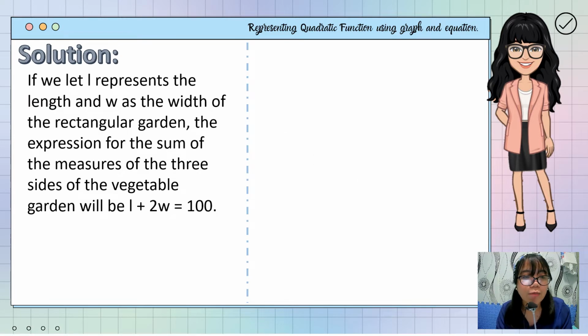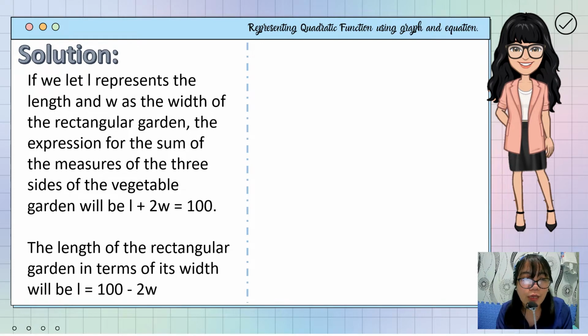If we let L represent the length and W the width of the rectangular garden, the expression for the sum of the measures of the three sides of the vegetable garden will be length plus 2 width equals 100. Remember, we only have three sides to be fenced since one side of the garden is already taken as the edge of the house. It's already part of the house. So there is no need to fence it. Now, length plus 2W, or L plus 2W, is equal to 100.